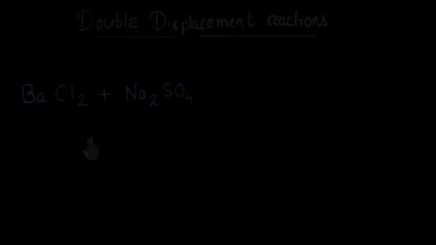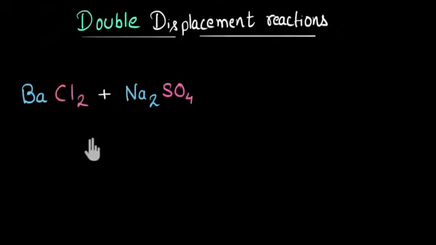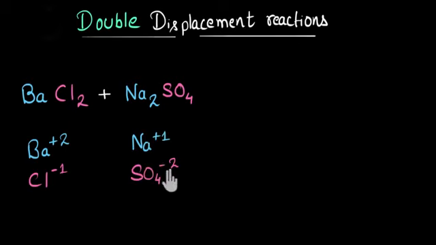And similarly, if we take this example, barium chloride plus sodium sulfate. Now this is also a double displacement reaction. When we mix these in an aqueous solution, that means in water, then barium chloride will dissociate into its ions, barium plus 2 ions and chlorine minus 1 ion. Similarly, sodium sulfate will also dissociate into its ions, sodium and sulfate ion, Na plus 1 and SO4 minus 2.